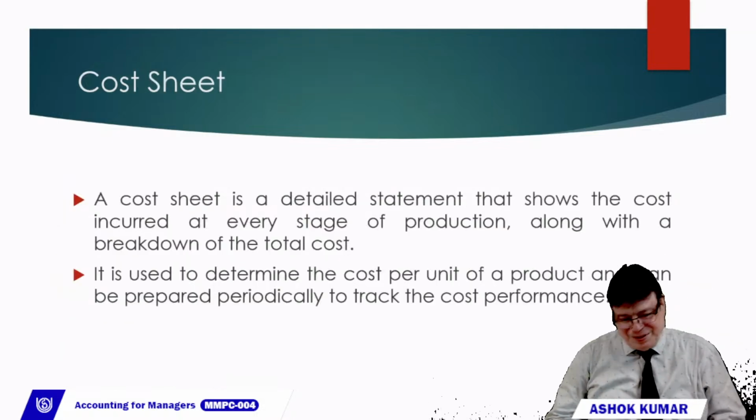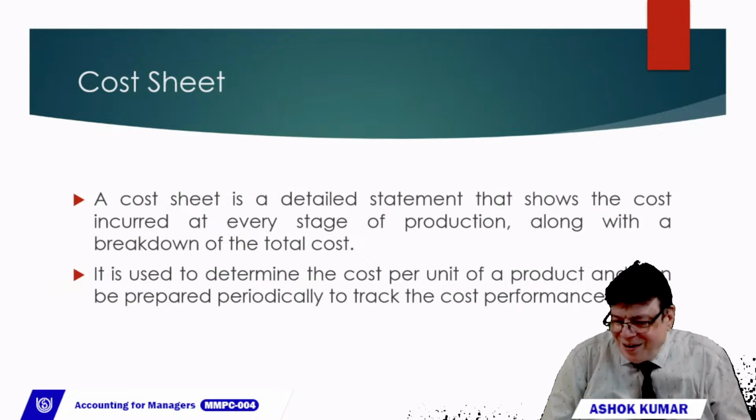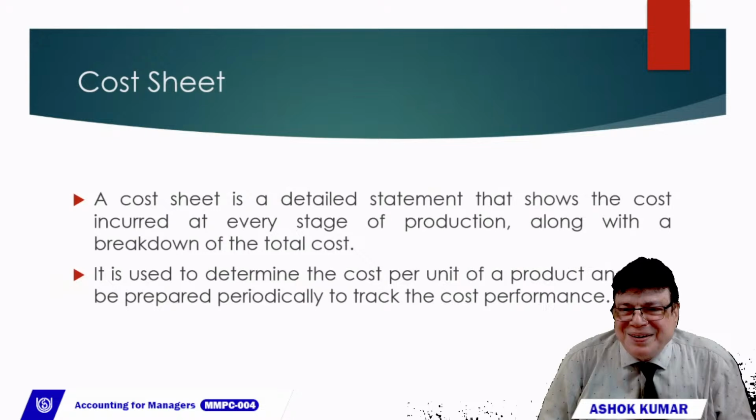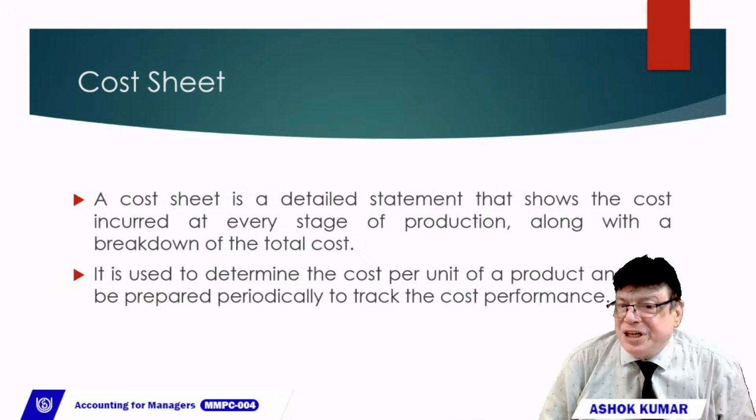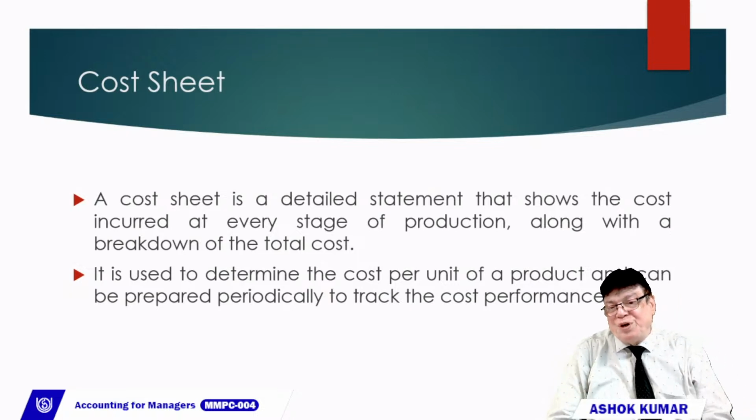Now we come to the cost sheet. A cost sheet is a detailed statement that shows the cost incurred at every stage of production. We have studied about different stages of production, along with a breakdown of the total cost. It is used to determine the cost per unit of a product, and can be prepared periodically to track the cost performance.